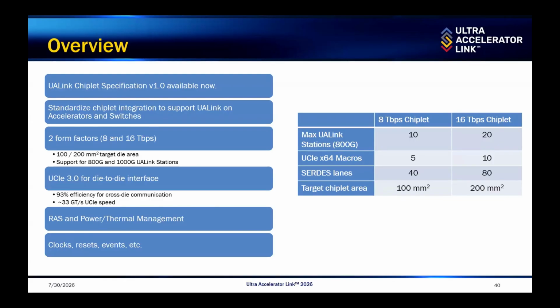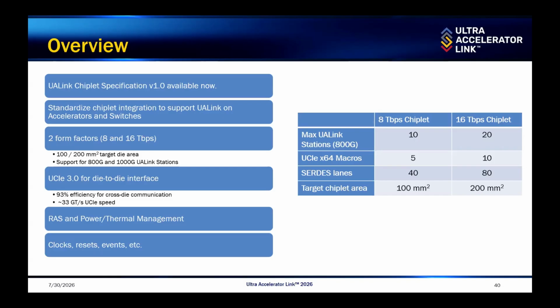Is the 2.0, which just so happens to be the first chiplet specification. The idea behind the chiplet specification is we want to standardize integration of UALink into accelerators and switches so that, if you're not an expert in the physical layer but you're an expert in accelerators, you can go get a UALink chiplet, put it onto your accelerator, and now you're into the UALink ecosystem and get all the good stuff we've just talked about.